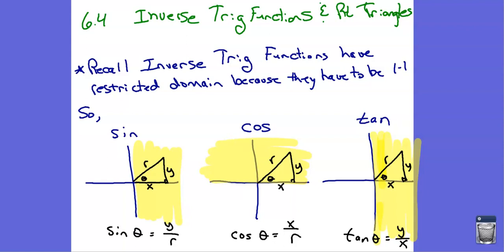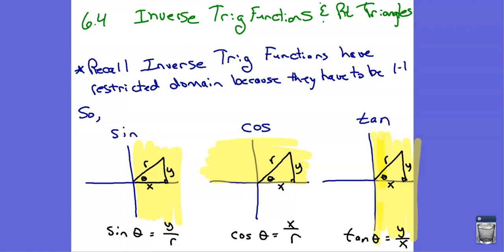This is 6-4, inverse trig functions and right triangles put together. So recall that inverse trig functions have a restricted domain, and the reason is because inverse functions have to be one-to-one. We talked about this in a previous section, so this is just a reminder page.